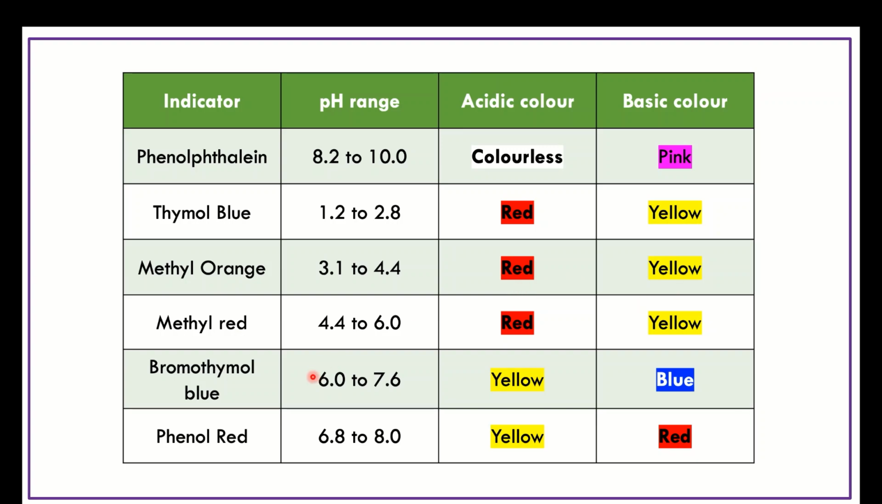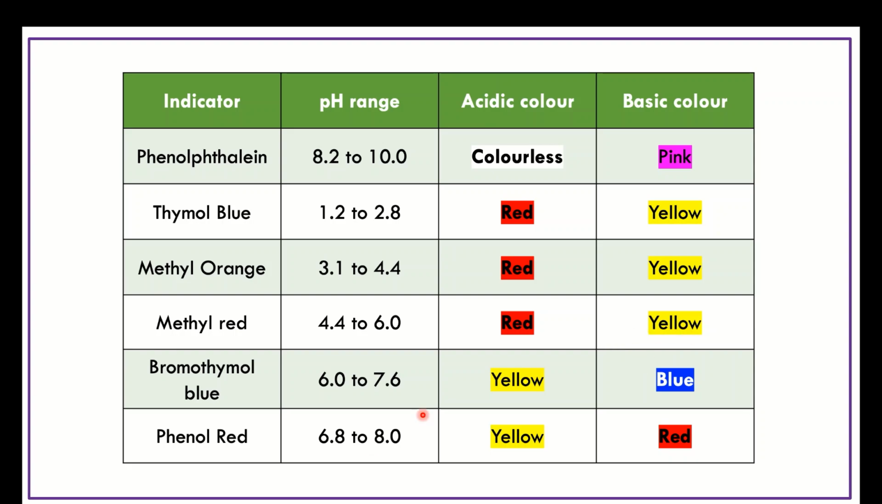Same way methyl red, it is having slightly a change in the pH range, but it is towards the acidic side more. So below 4.4 it gives the change in the acidic solution as red color, and above 6, so in between it shows the change in the color. That is why we are using this methyl red indicator in the pH range. It is showing the color change in between 4.4 to 6. In the basic solution it shows yellow color.